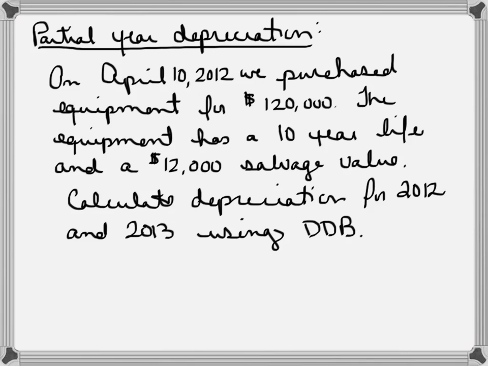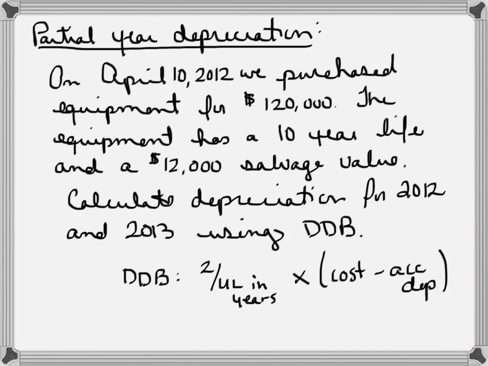Well, first off, again, let's review the double declining balance formula. Double declining balance, remember we take 2 divided by useful life in years, and we multiply that by cost minus accumulated depreciation. Remember we said cost minus accumulated depreciation is the same thing as the book value. So 2 over useful life in years times cost minus accumulated depreciation, or 2 over useful life in years times the book value, however you want to look at that.